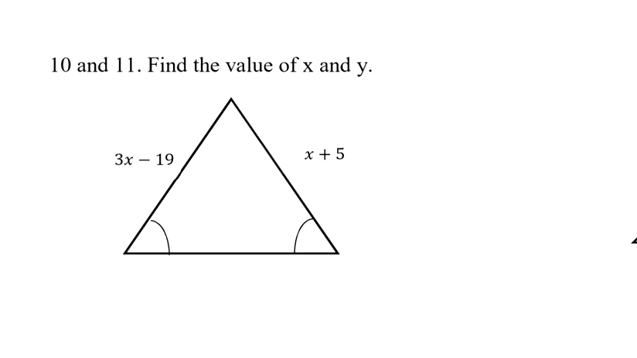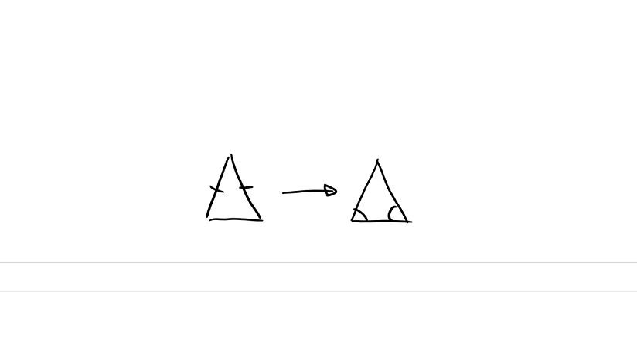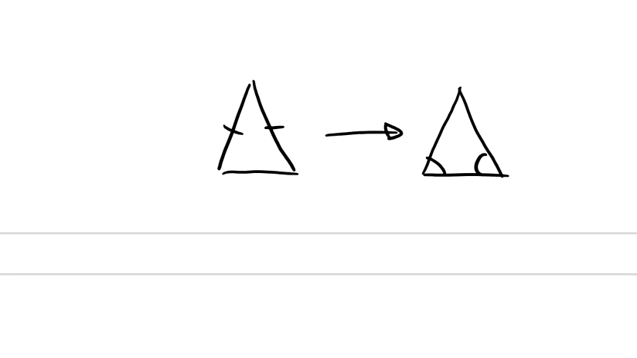So for question 10 and 11, there's basically one idea at play. It's the isosceles triangle theorem and its inverse. The idea is that if you have an isosceles triangle, then the base angles of it, those angles that are across from the congruent sides, must be congruent. Right? That's the idea.